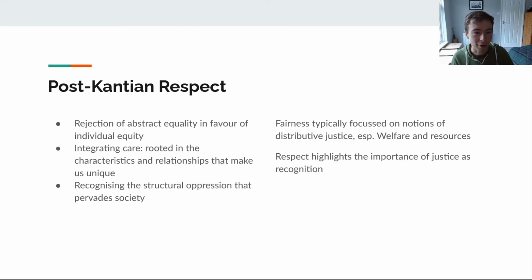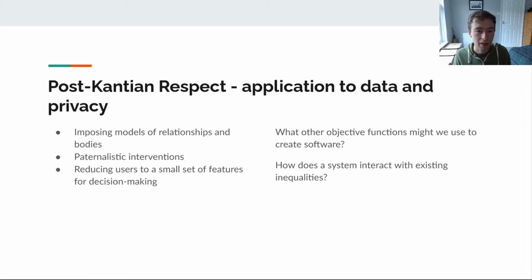When we're thinking again about comparing respect to existing things like fairness, note that whereas fairness typically focuses on notions of distributive justice, so allocating resources and welfare across a population, respect really highlights the importance of justice as recognition or as representation in the way that we portray and the way that we interact with different groups. Applying this to data and privacy, a clear example of this is any system that has a model of relationships or bodies, thinking about families that transcend homes, transcend countries, cause problems with a lot of software, menstruation trackers that are designed for premenopausal cis women, and other general kind of paternalistic interventions made by software.